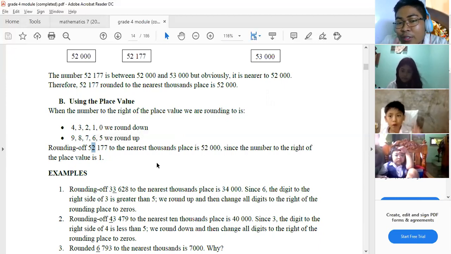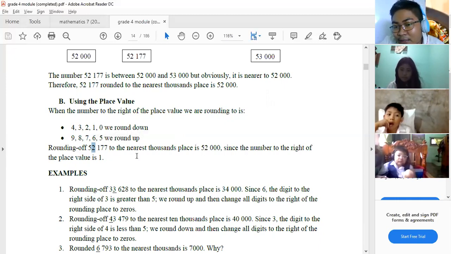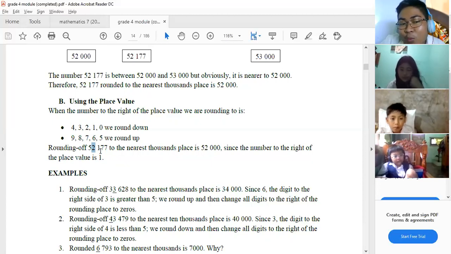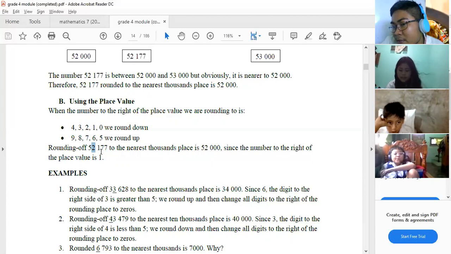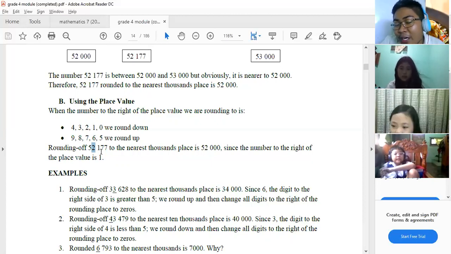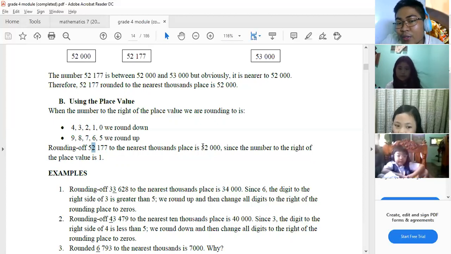52,000. The digit in the thousands place is 2, therefore what is the digit beside it, to the right? Is it 1 or 5? It is 1. So do we round down or round up? Round down. Since the number to the right is 1, we round down, so do we add 1 to the 2 or do we stay? Stay. Therefore, our answer would become 52,000.